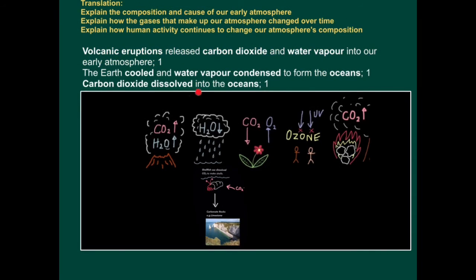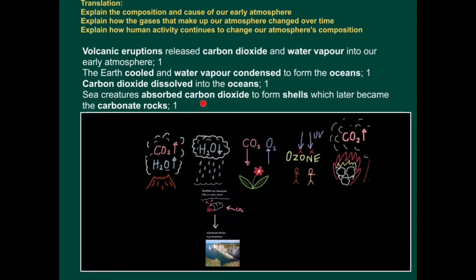Carbon dioxide then dissolved into the oceans, so that explains why carbon dioxide levels went down. Then sea creatures absorbed carbon dioxide to form shells. So you can see that here. They took it in to form their shells, which later became the carbonate rocks, such as limestone cliffs. So now we have carbon locked in these rocks away from our atmosphere.